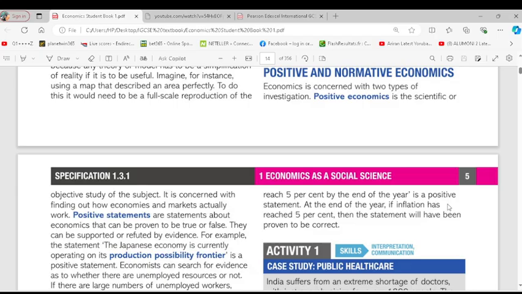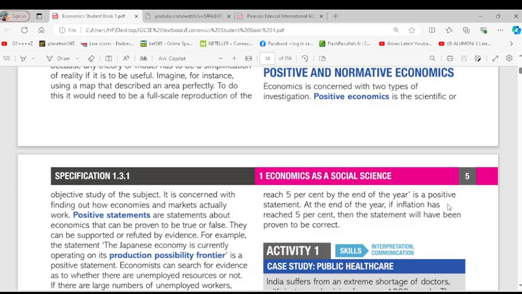So what is positive economics? Positive economics is a scientific study of the subject. It is concerned with finding out how economies and markets actually work. For positive economics, we're talking about the market itself. What happens in the market? What are the operations? How are the markets operational? What do they do in that market? What do they do in that industry?